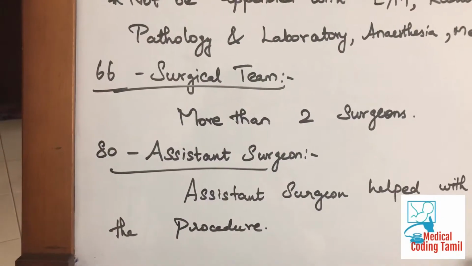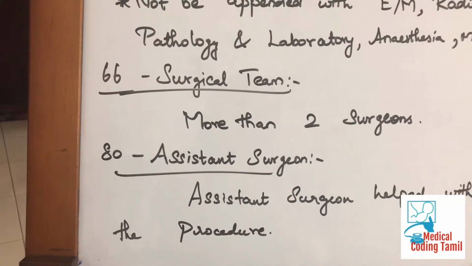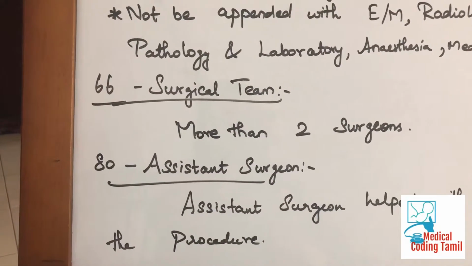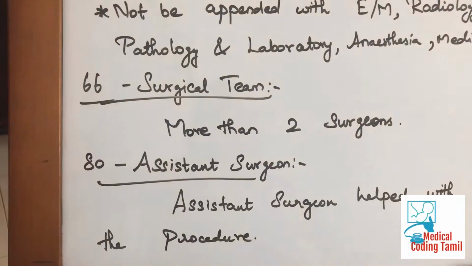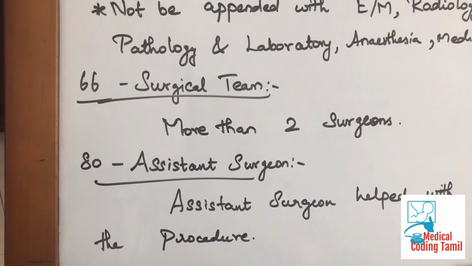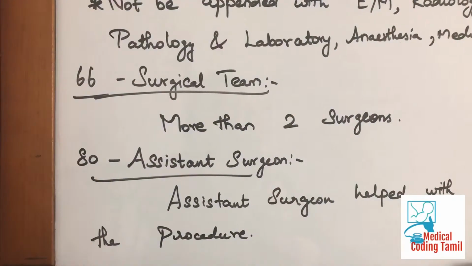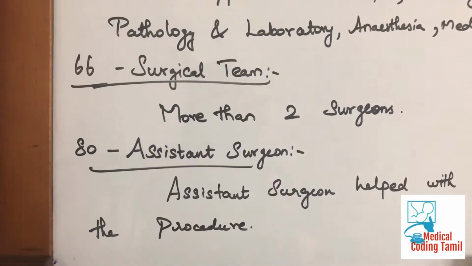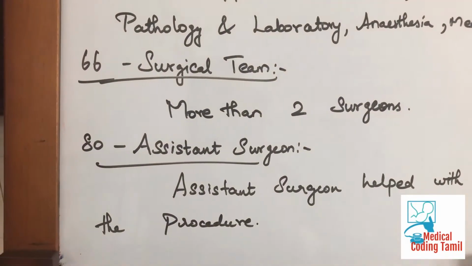And modifier 66 is for surgical team. Surgical team means more than 2 surgeons. If there are more than 2 surgeons for any one surgery, then it is a surgical team. So to indicate that the surgery is performed by a surgical team, you have to use modifier 66 with the surgery codes.